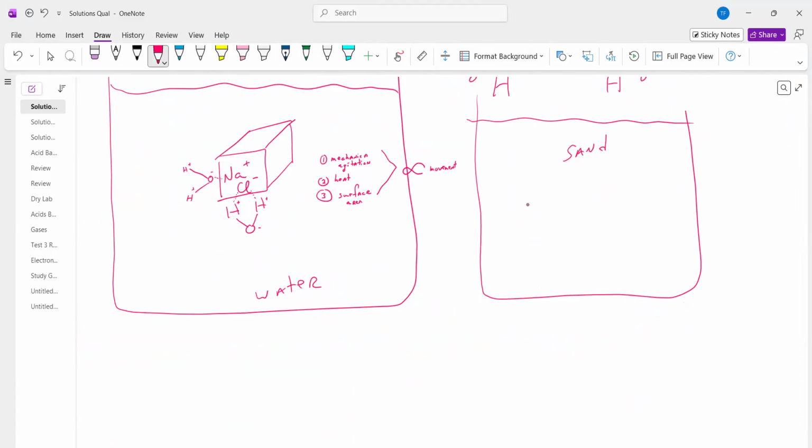With sand. The formula for sand is silicon oxide. It's also the formula for glass. Okay, so we put salt in water, heat it up, stir it, it all dissolves. We do the same thing with the sand in the water. Nothing happened. What's the difference?